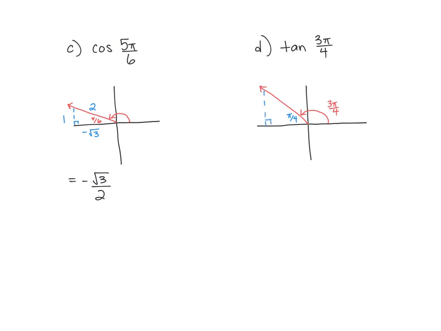Across from pi by 4 is 1, adjacent to pi by 4 is 1, and my hypotenuse for this triangle is root 2. Since I am on the negative x-axis, this should be a value of -1 for my adjacent side. So tan of 3 pi by 4 should give me a value of -1.